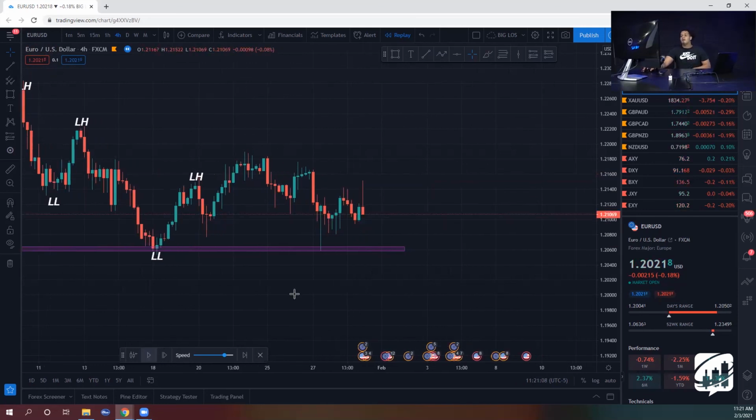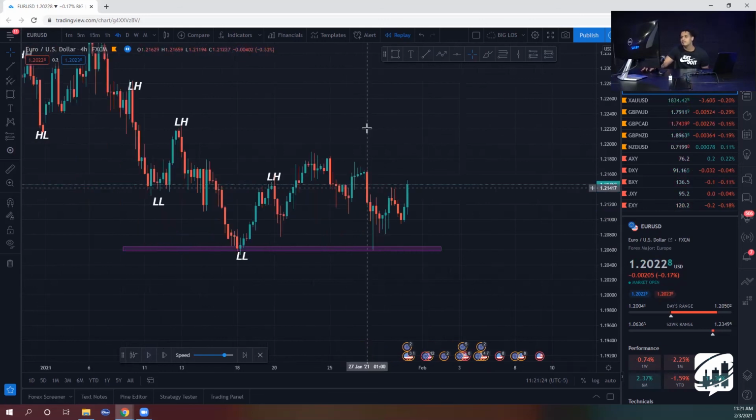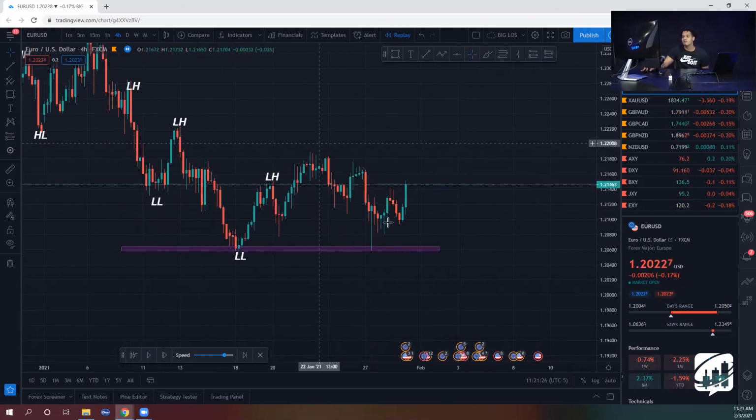Okay, as we see, we're struggling right now to create a new lower low, right? We've already broken our lower high. So as you see right here, we've already broken our lower high. Okay, we started to make higher highs and higher lows for a little minute there. Okay, the trade came down, retested the lower low, and rejected.